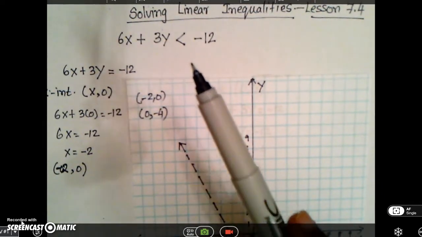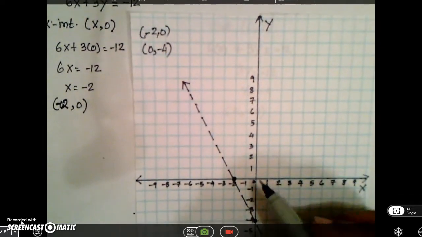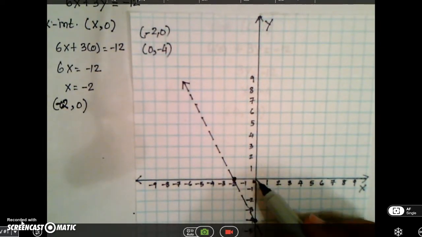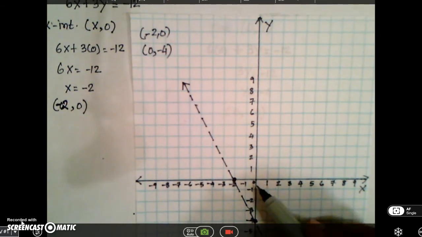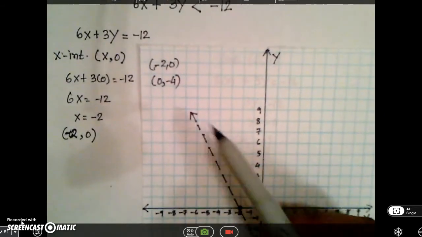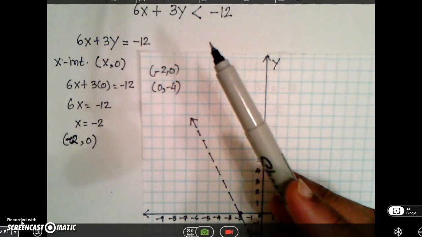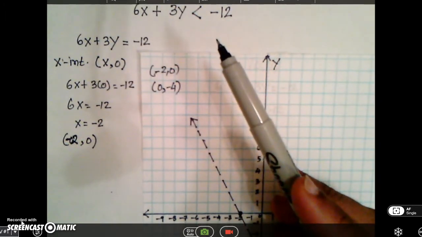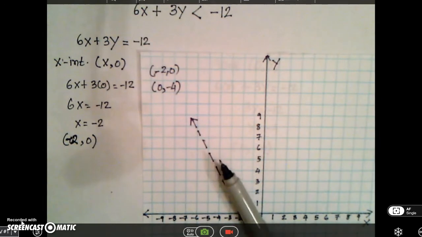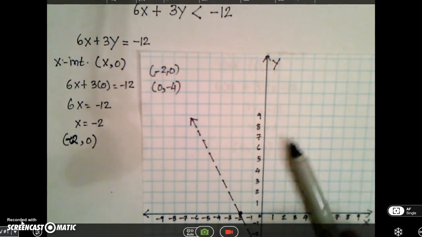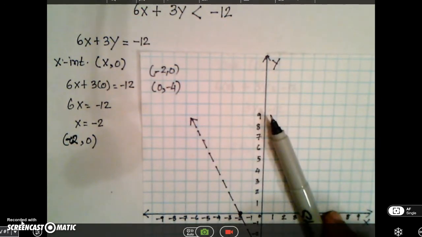So I need to test a point. The point that I'm going to test is 0, 0. The line is not passing through 0, 0, so I can use 0, 0. If I plug 0 comma 0 into my inequality and it works, if it makes sense, then all my solutions are going to be on the side where 0 comma 0 is.